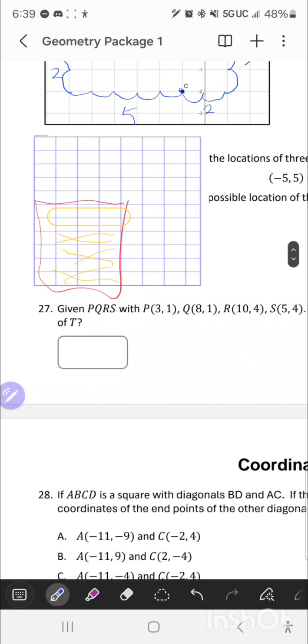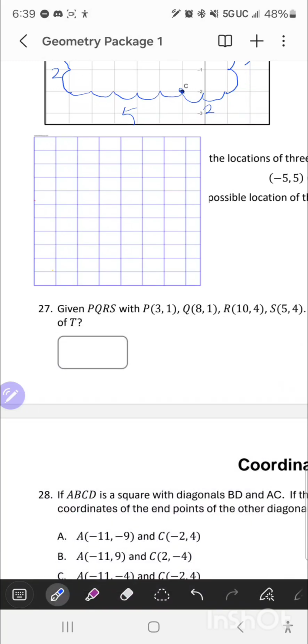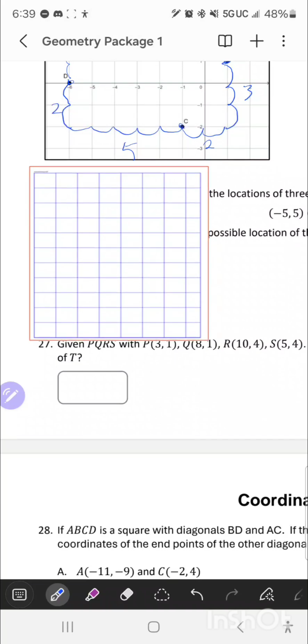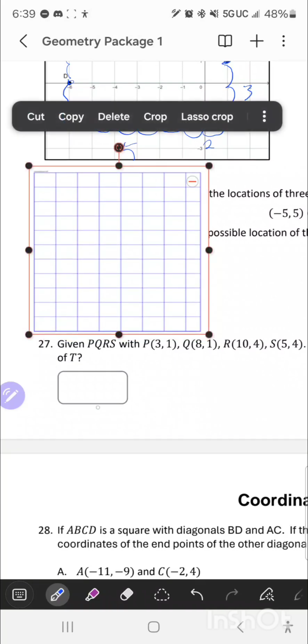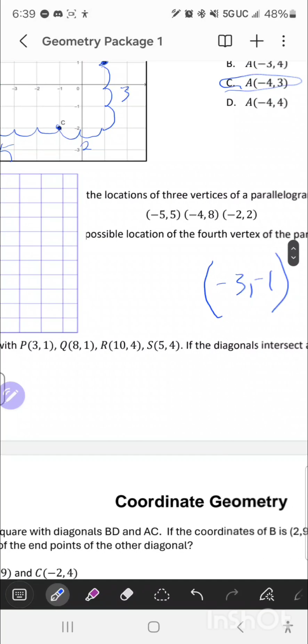So now, let me delete this. Easier. The coordinates are up to 10, and this is smaller than 10. Let's do 2 by 2. So 1, 2, 3, 4, 5, 6, 7, 8, 9, 10. Oh, actually, this is 10. We're perfect.